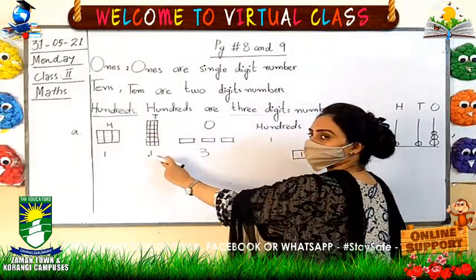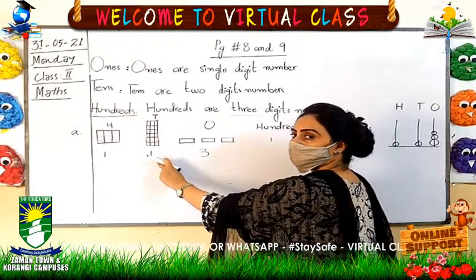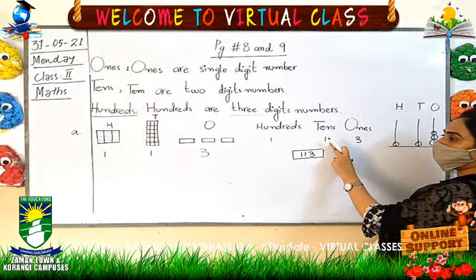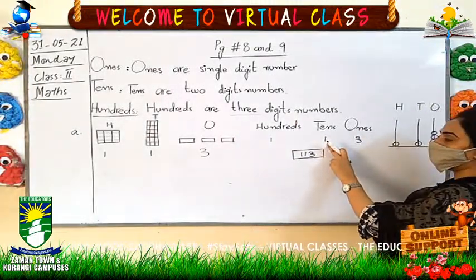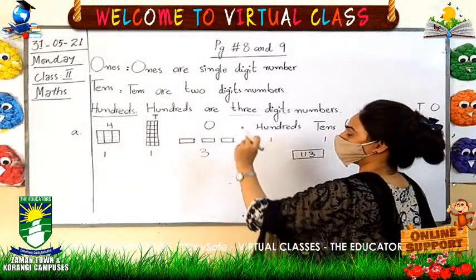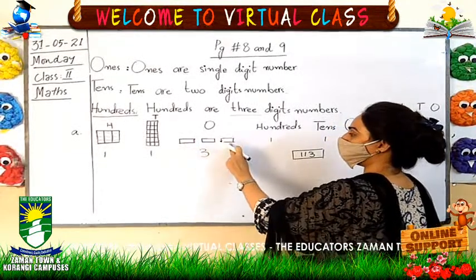Now come to the tens. How many tens are there? One ten. So write one here. Right? Now last, ones. How many ones are there? Count 1, 2, 3. Three.